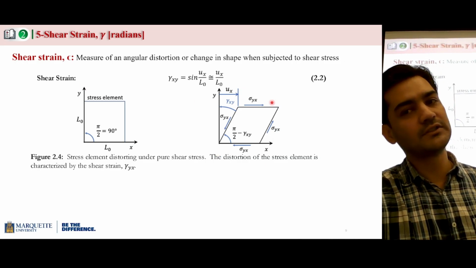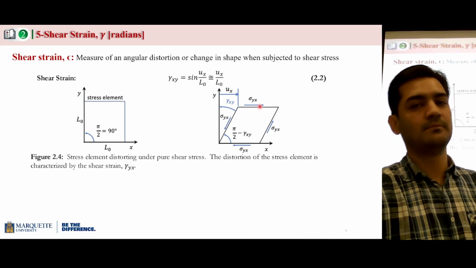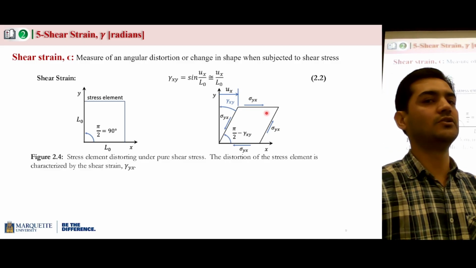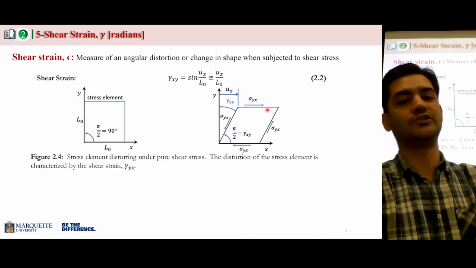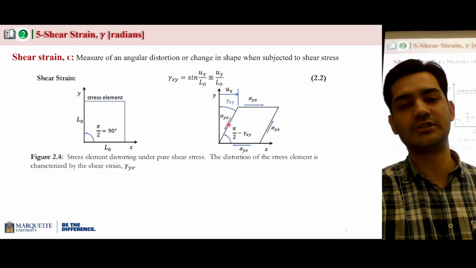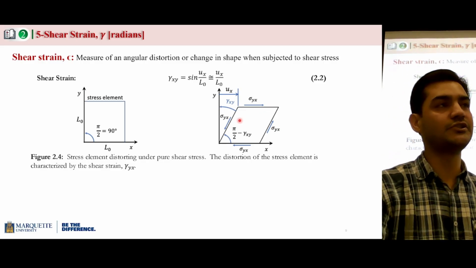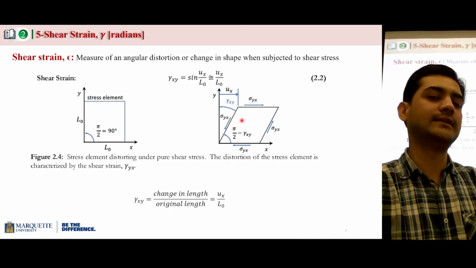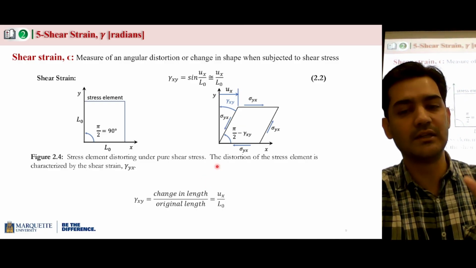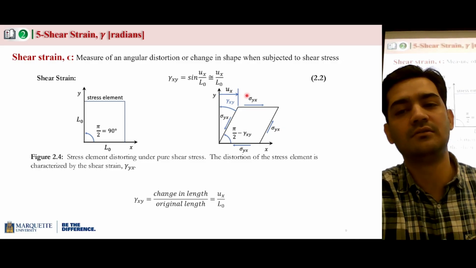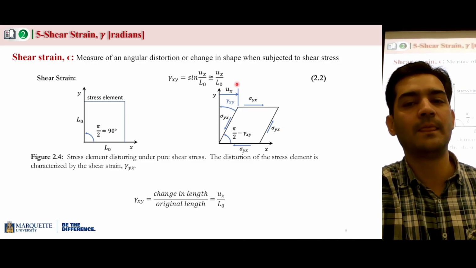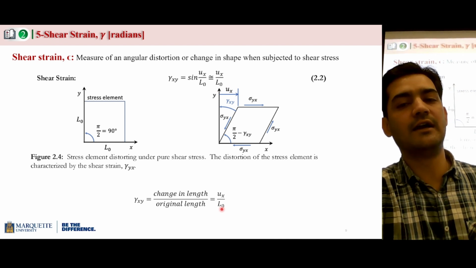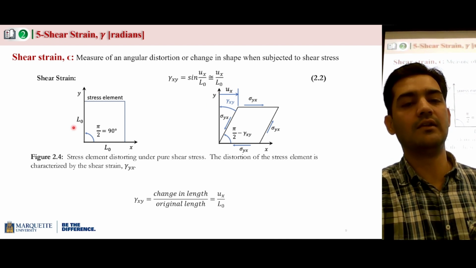So you have a force acting parallel to the surface area. And because of this, you're not going to have elongation, but instead you're going to have angular distortion. This angular distortion can also be calculated. So this is shear strain. For shear strain, the formula is the same, change in length divided by the original length, but the change in length is actually lateral. So in this case, to calculate the shear strain, that is ux divided by the original length, which was L naught.